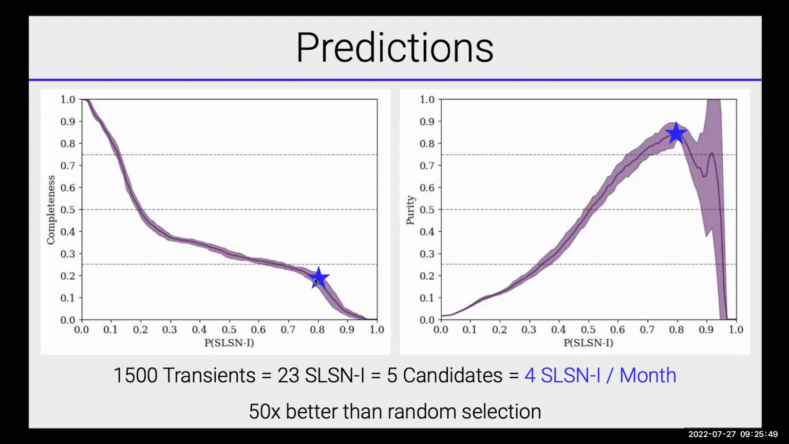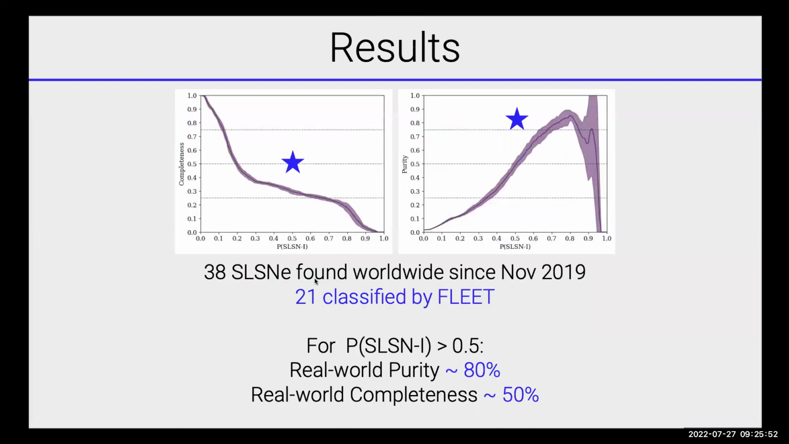These were our predictions from 2 years ago. How did we actually do? Well, I'm happy to report it's working. Out of the 38 superluminous supernovae found worldwide since 2019, Fleet found 21 of them, so more than half of them. 20 of them were classified only by Fleet. 1 of them was classified by Fleet and by the REFIT team. But if we only look at the superluminous supernovae with a probability greater than 50%, we can see that the purity that we actually got in our observations is around 80%, higher than what we predicted.